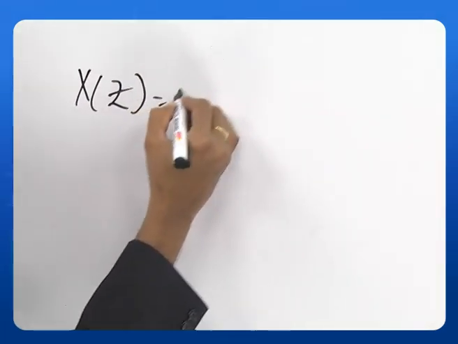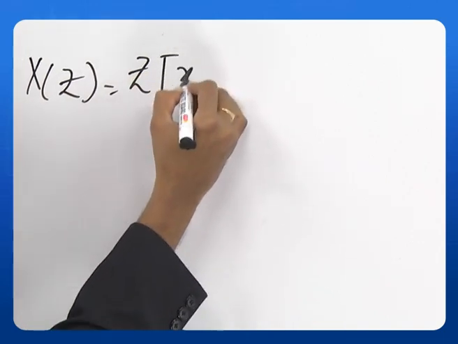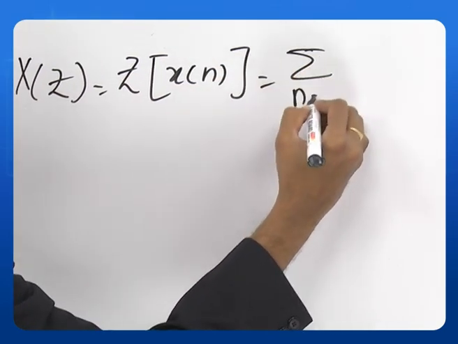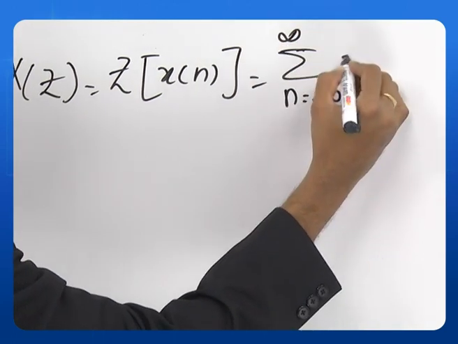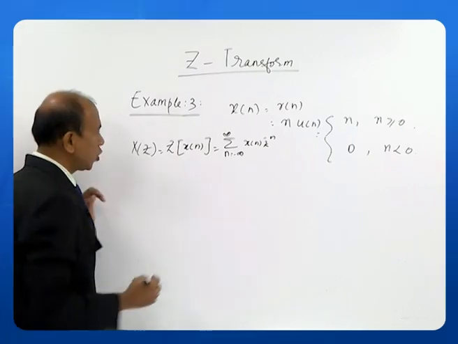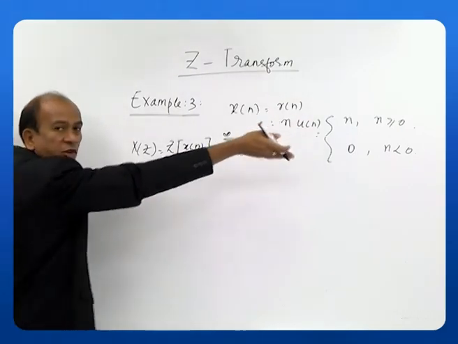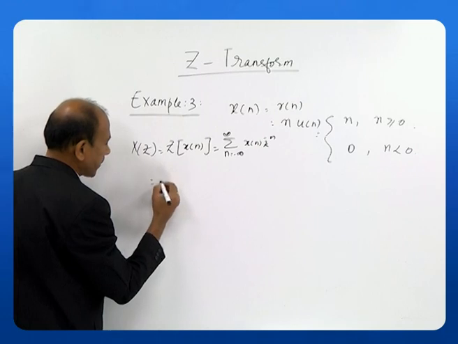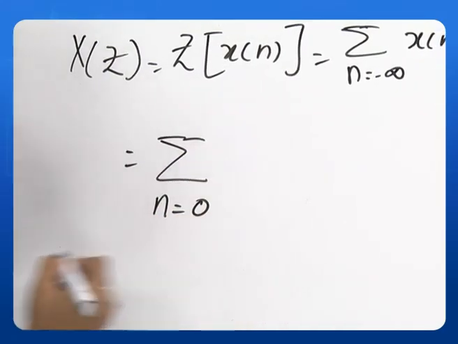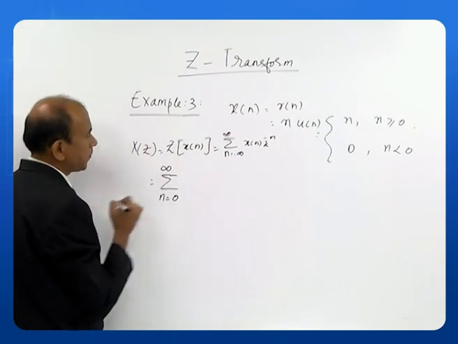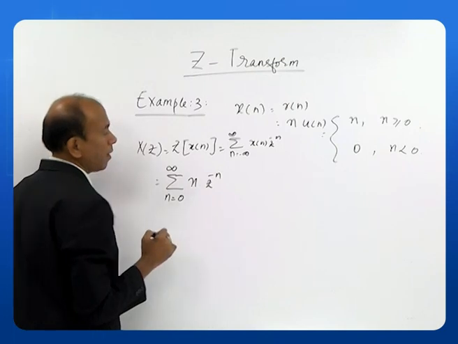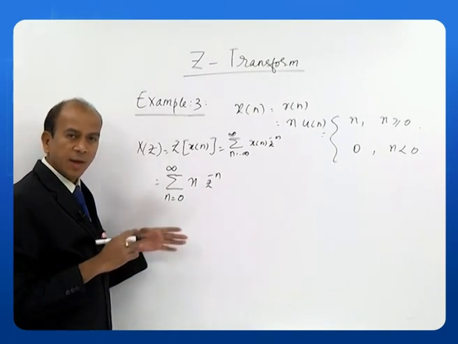X of z is the z transform of x of n, and that is given by the summation from n equal to minus infinity to plus infinity of x of n z to the power of minus n. As you see here, this exists only for n greater than 0. So, let us change the summation limits. The summation limits will be from n equal to 0 to infinity, n z to the power of minus n.